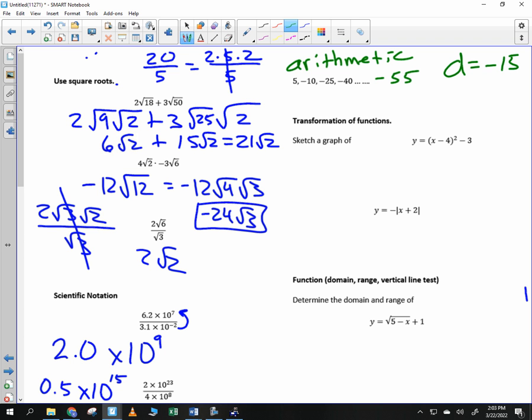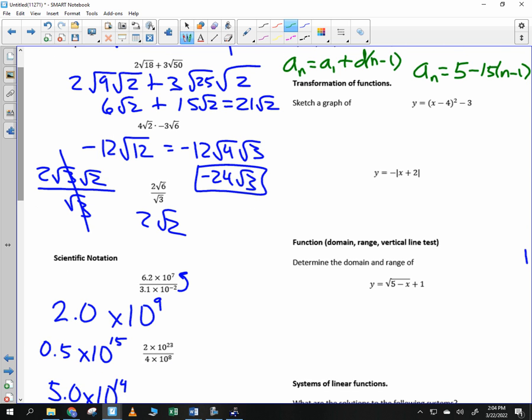The formula for an arithmetic sequence is a sub n is equal to a sub 1 plus, so instead of times it's plus, the difference times n minus 1. So it's very similar to the previous one we saw. So what is a sub 1 in this scenario? 5, and what's the difference? So it's minus 15 times n minus 1. Don't worry if you don't know the rule formulas. That's not as big of a deal.